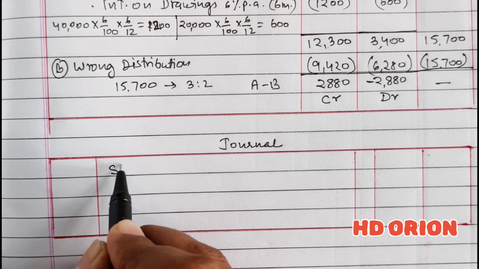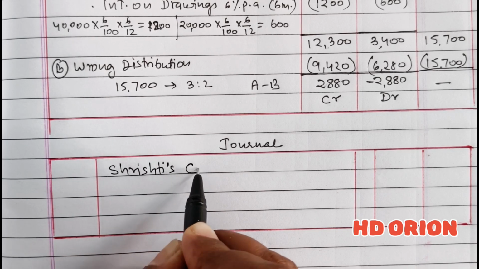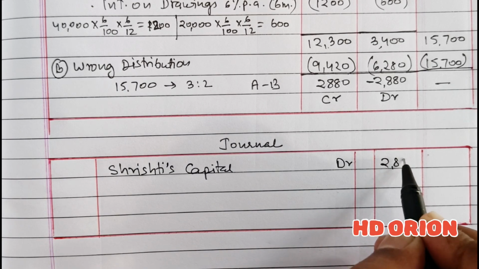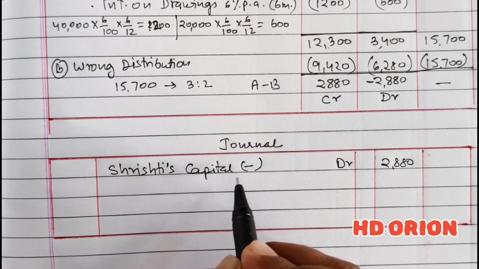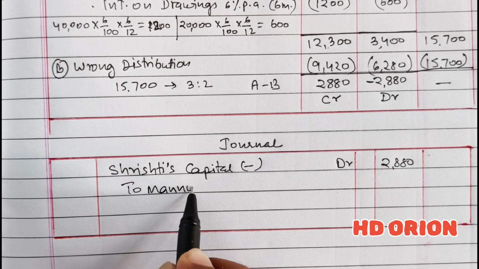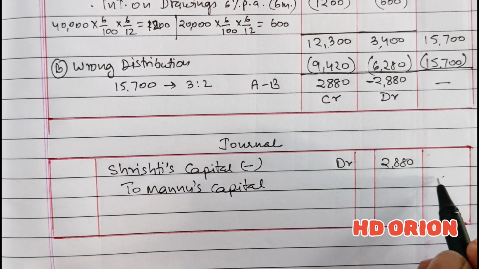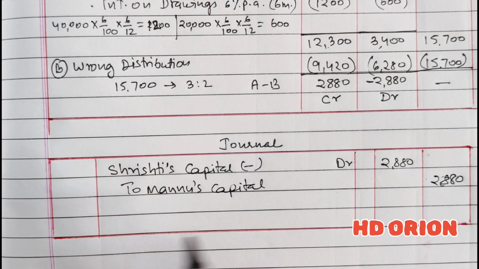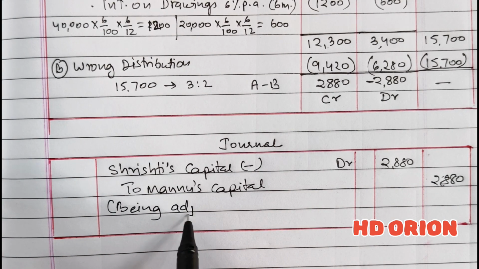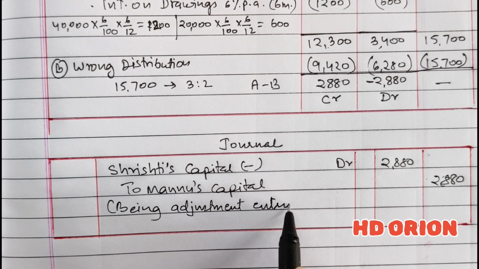So Srishti's capital account will be debited with rupees 2,880, means Srishti's capital account is reduced, and to Manu's capital account, same figure 2,880, being adjustment entry passed.